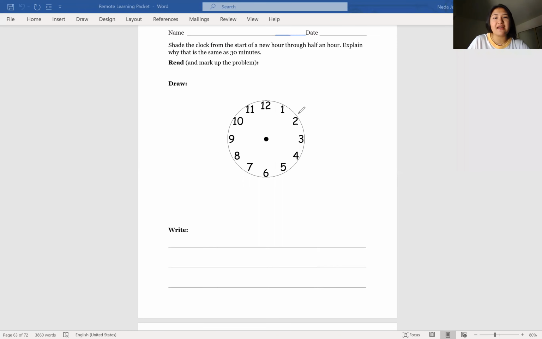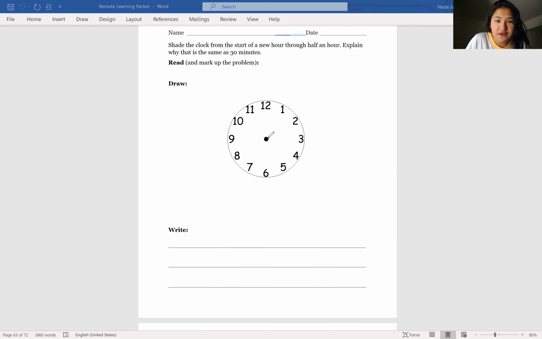Cool. Now that you did that, let's do it together. So it says, shade the clock from the start of a new hour through half an hour. Explain why that is the same as 30 minutes. So what it's asking us to do is show how much time passes from the beginning of an hour all the way to the end. So first, I'm going to draw my minute and hour hands pointing at 12 o'clock. You could have chosen any time that you wanted. I'm going to choose 12 o'clock.